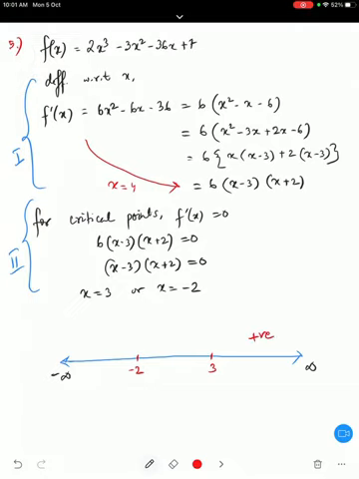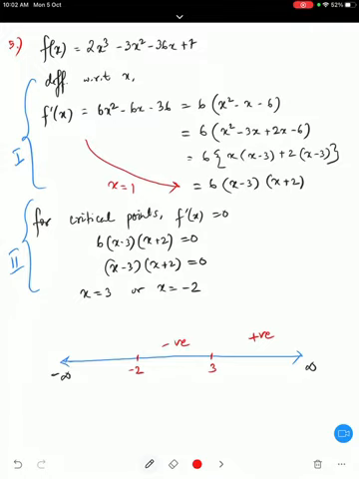Now, tell me a value between 3 and minus 2. 1. So now put 1 in place of x, and tell me, will it be positive or negative? It will be negative. So write here negative.